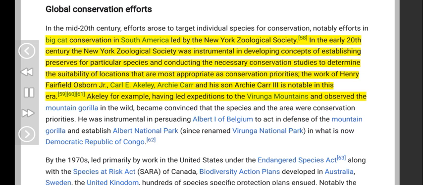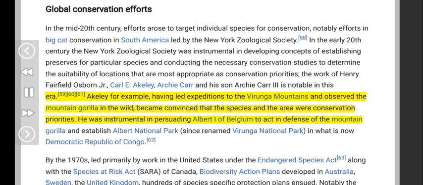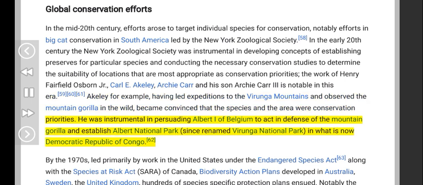notable in this era. Kelly, for example, having led expeditions to the Virunga Mountains and observed the mountain gorilla in the wild, became convinced that the species in the area were conservation priorities. He was instrumental in persuading Albert I of Belgium to act in defense of the mountain gorilla and establish Albert National Park, since renamed Virunga National Park, in what is now Democratic Republic of Congo.